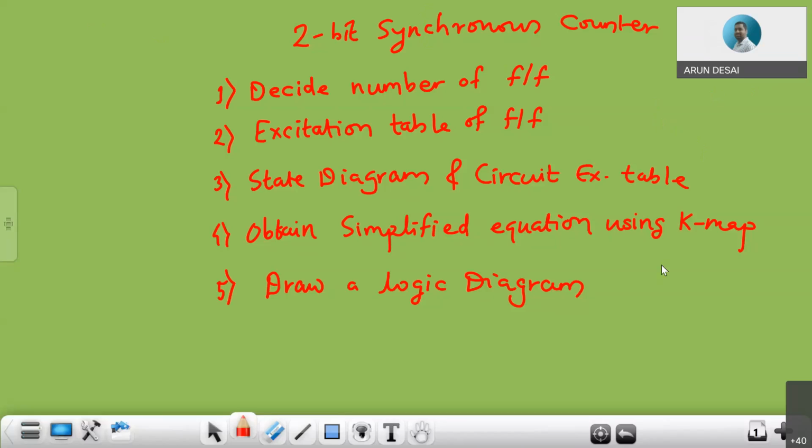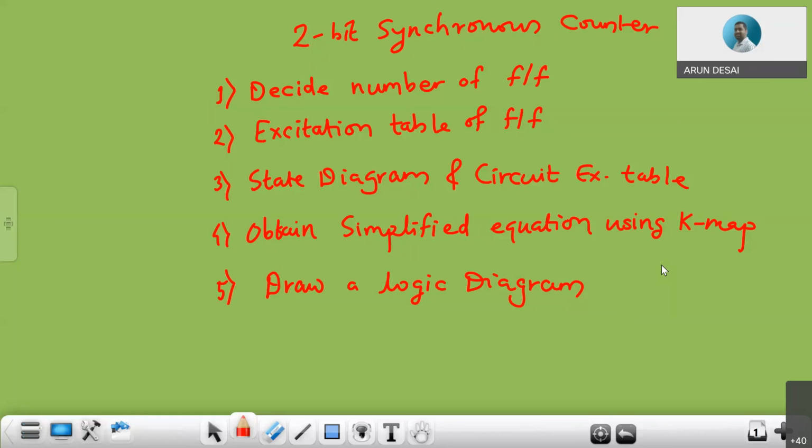There are a few steps that we need to follow to design a synchronous counter. So we start with a 2-bit synchronous counter. I'll explain all the process to design a 2-bit synchronous counter. If you understand the procedure, you will also understand how to design 3-bit and 4-bit synchronous counters, whether up counter or down counter. You can design those by using this procedure. Steps are there on your screen.